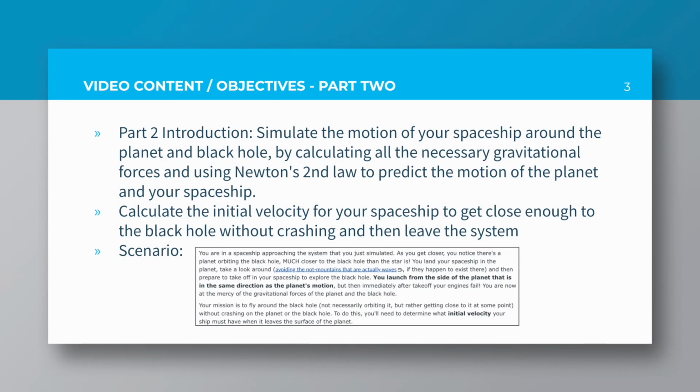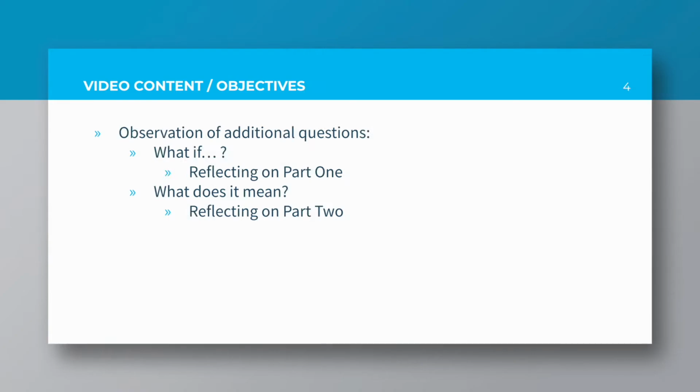In part 2, I will simulate the motion of a spaceship around the planet and black hole by calculating all the necessary gravitational forces and using Newton's second law to predict the motion of the planet and the spaceship. I will then calculate the initial velocity for the spaceship to get close enough to the black hole without crashing into it and then leaving the system. Lastly, I'll go through some of my observations and additional questions based on my lab results.